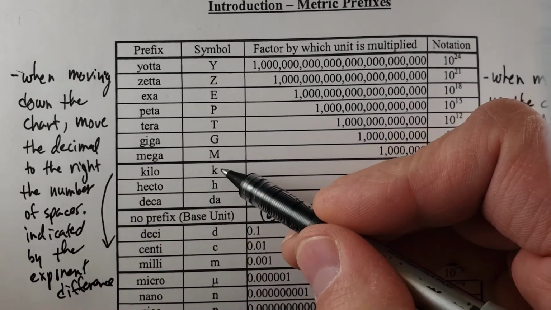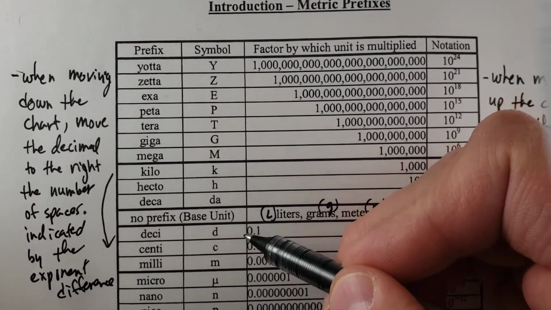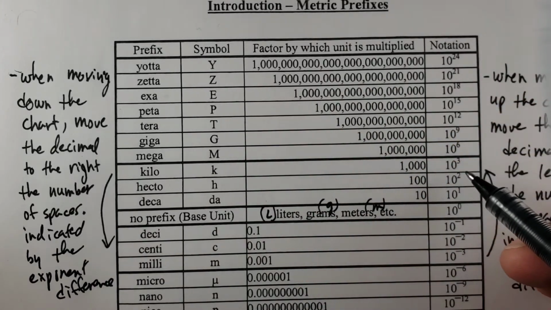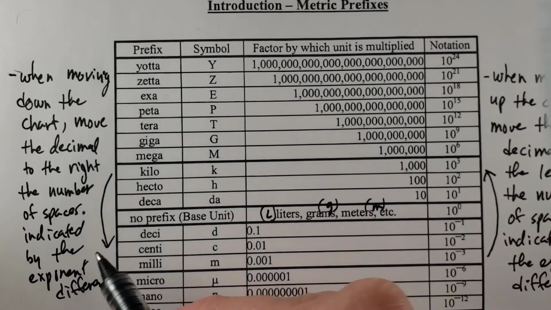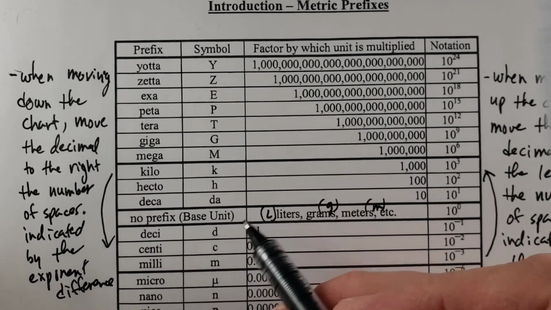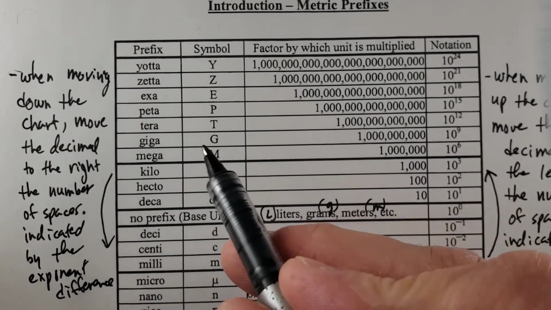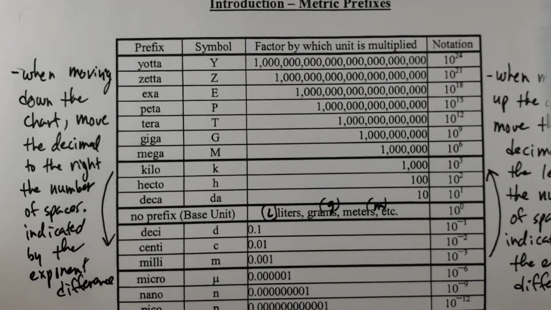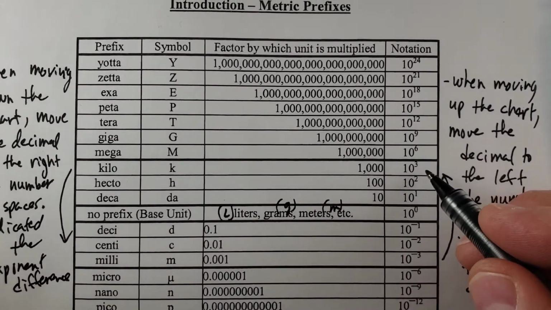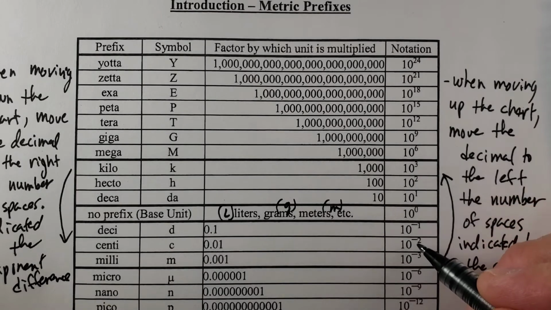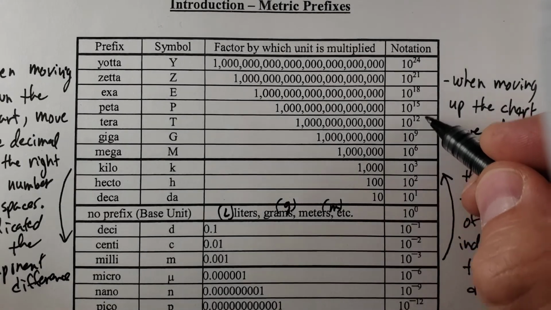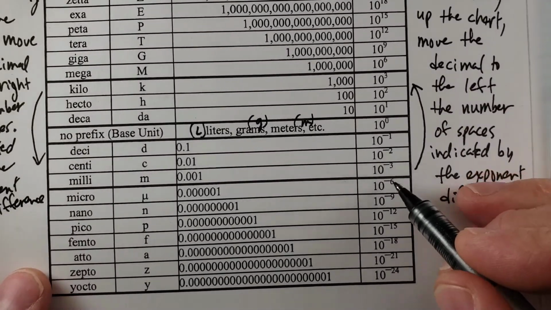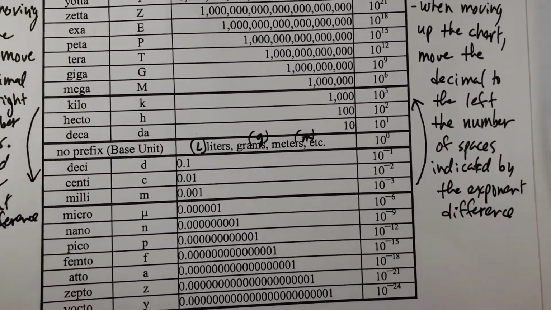So for example, if we're changing kilometers to meters, we're moving down by 1, 2, 3, so we move the decimal to the right. So 1 kilometer would be 1,000 meter sticks. So be careful here. These are movements of 1 in the exponent, but when you get to a really high or really low prefix, there are differences of 3 in the exponent.